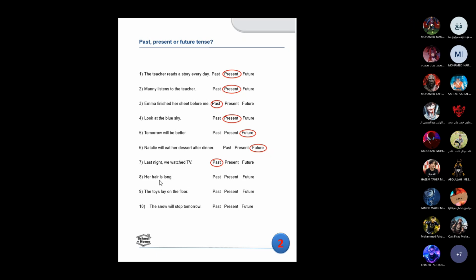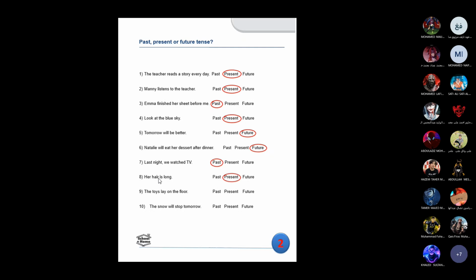Okay, so the sentence here, is the form of the verb past or present or future? Present, yes, very good. So number 8 we have is, and that refers to the present of to be, guys, and that is present.